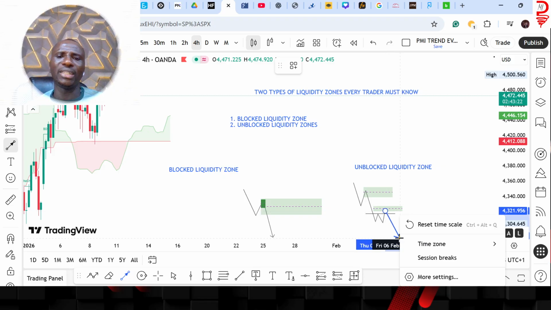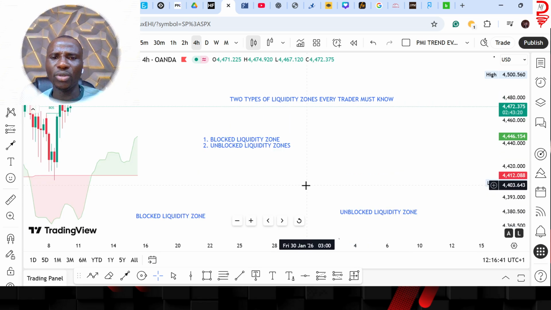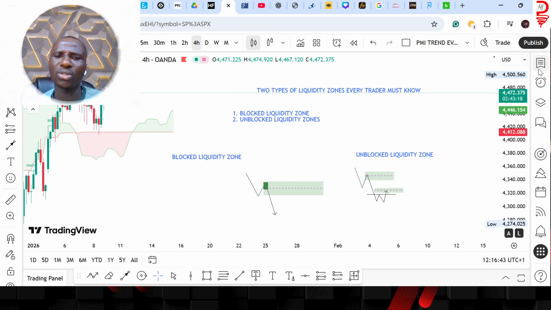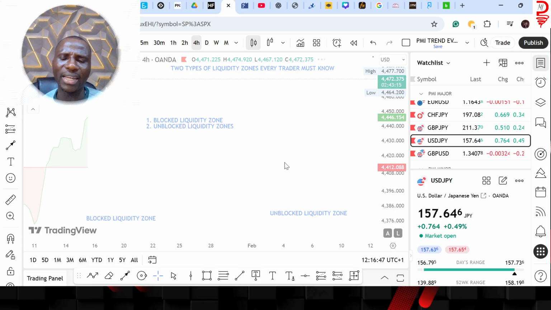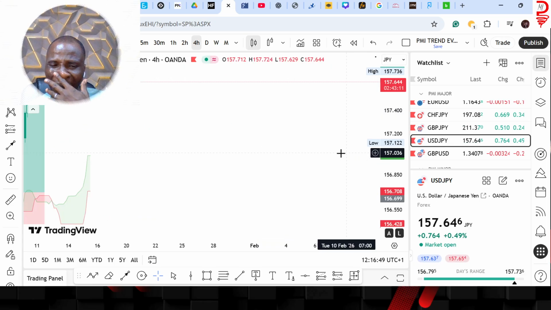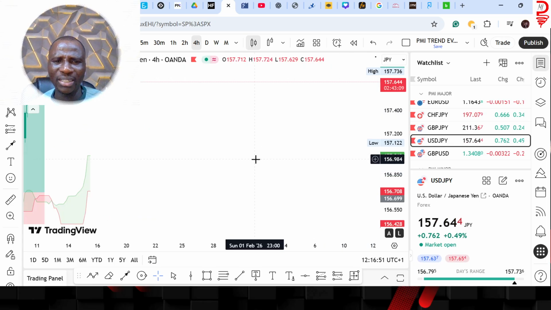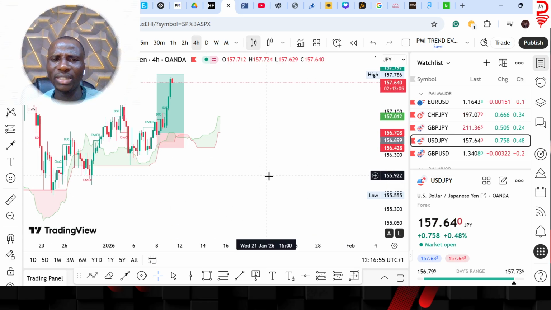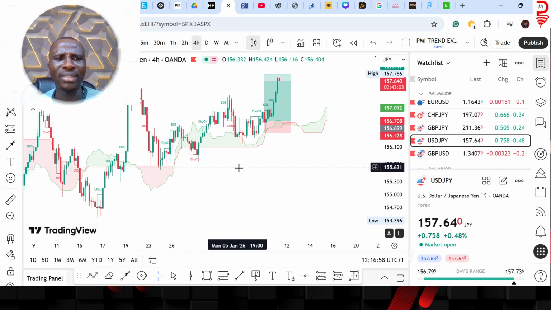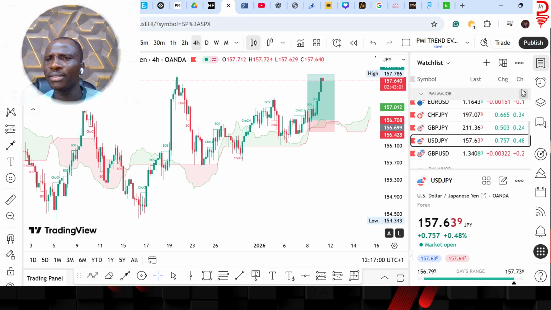I'm going to show you in the chart so that you will understand what I'm talking about. Let me just first show you the trade I took yesterday, around this time yesterday, or maybe in the afternoon. The trade is still running, and we are hoping that the trade will deliver. You can see the trade is on USD JPY.